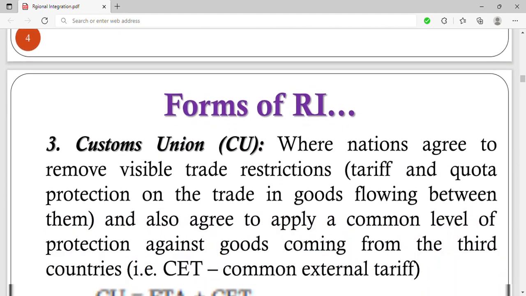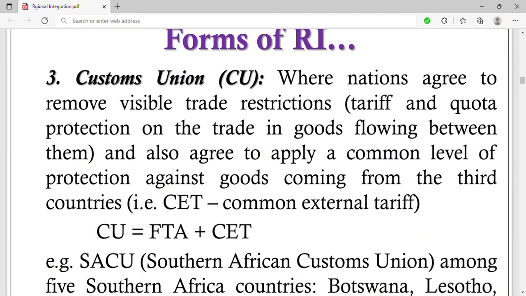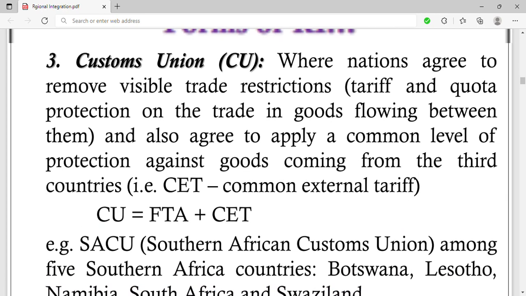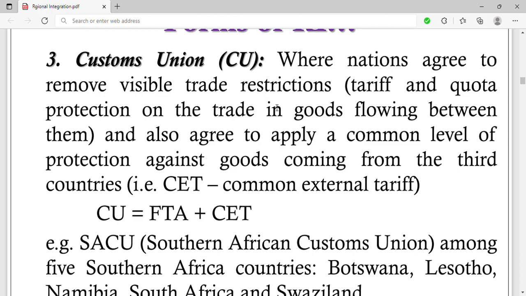Then the third one is called customs union. Customs union is where nations agree to remove visible trade restrictions, for example, tariff and quota protection on trade in goods flowing between them, and also agree to apply a common level of protection against goods coming from third countries. In the second form, every country can apply its different restrictions on third-party countries, but here they come up with a common level of protection against the goods coming from third-party countries.